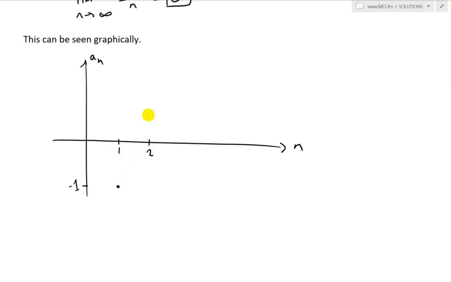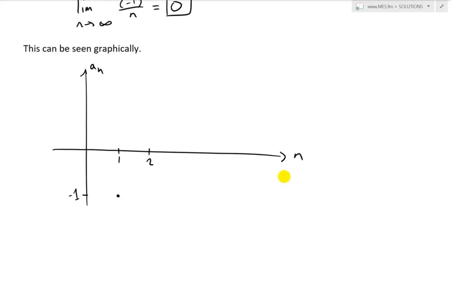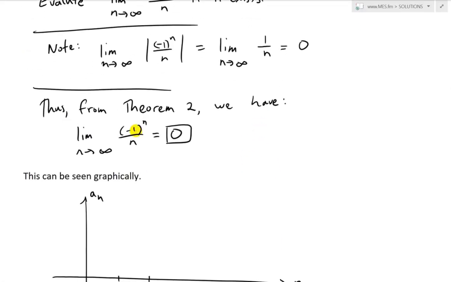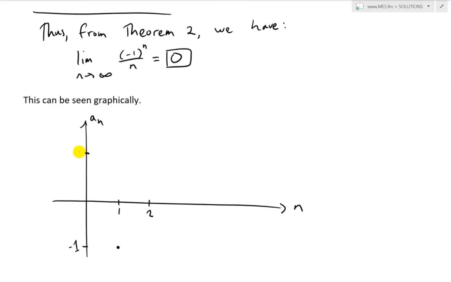And then at 2, if we scroll up here, it's going to be negative 1 to the power of 2, which is 1, and then divided by 2. So we'll have 1/2. So this is 1, and we'll have 1/2 right over there. And then there's the 3. 3 is going to be a third, but it's going to be negative, and it's going to go over there. And then there's the 4. A 4 is going to be a fourth, and that's going to be positive because it's even. So it goes somewhere over there.